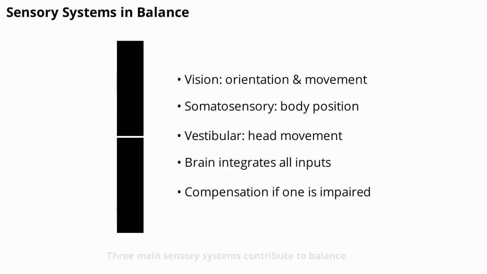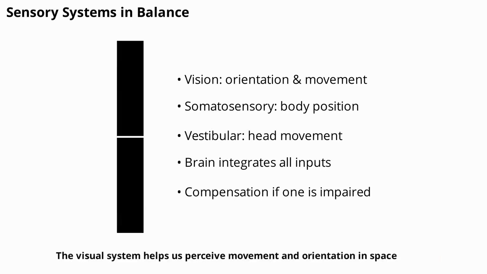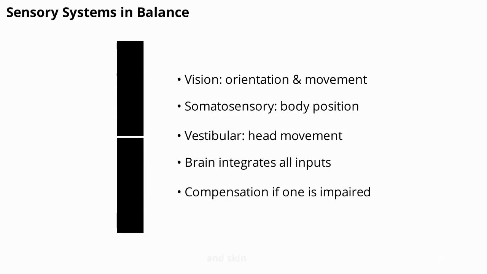Three main sensory systems contribute to balance: vision, somatosensory, and vestibular. The visual system helps us perceive movement and orientation in space, using both focal and ambient vision. The somatosensory system provides information about body position and movement through receptors in muscles, joints, and skin. The vestibular system, located in the inner ear, detects head movement and position relative to gravity. The brain flexibly integrates these inputs, giving more weight to one system if another is impaired. For example, if somatosensory input is reduced, vision becomes more important for balance.